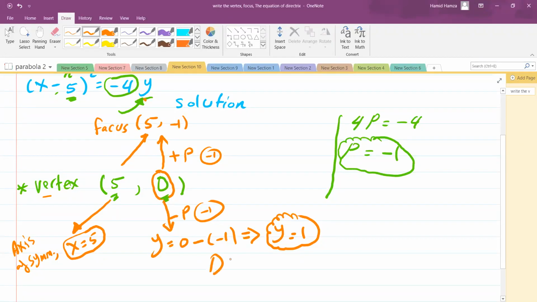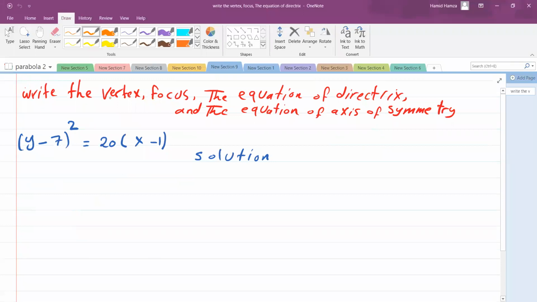So this is the directrix equation. If you take the part which we will not touch from the beginning, which is 5 here, this is x equals 5. This is the axis of symmetry. Let's move to another example. Also write the vertex, focus, the equation of the directrix, and the equation of the axis of symmetry.